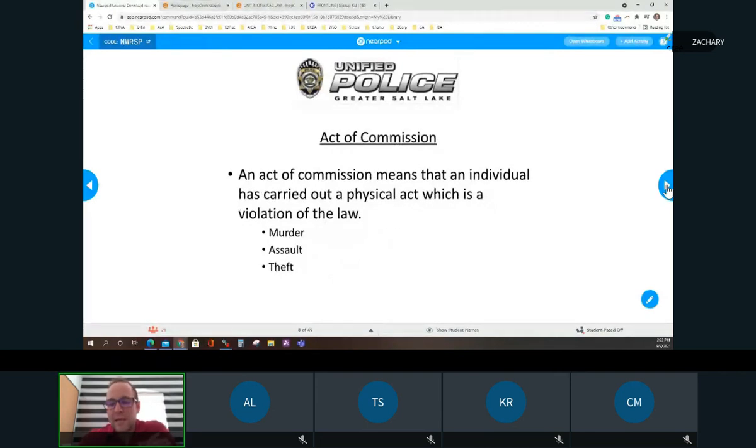The next one's called an act of commission. That's an act, meaning that an individual carried out a physical act which violated a law. So for example, murder, assault, theft, anything like that would be considered an act of commission.